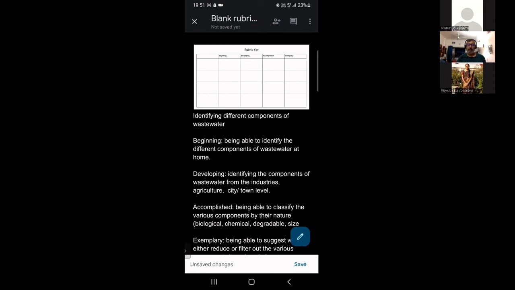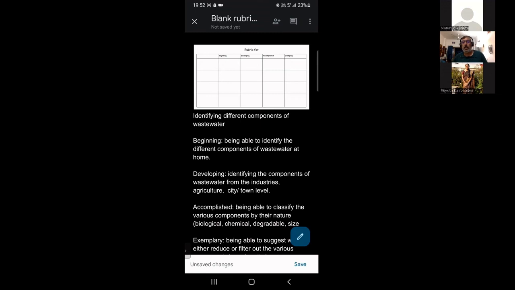Although when I come to the exemplary, if I imagine this, it would not be a single class, but multiple classes to reach the exemplary stage for any student. Because I feel like the first three can probably be achieved in a single class, but the fourth one might be harder unless it's a dedicated workshop. So that's right.